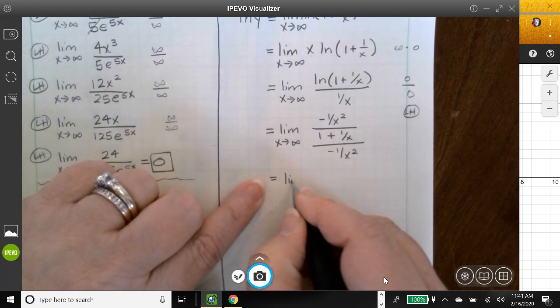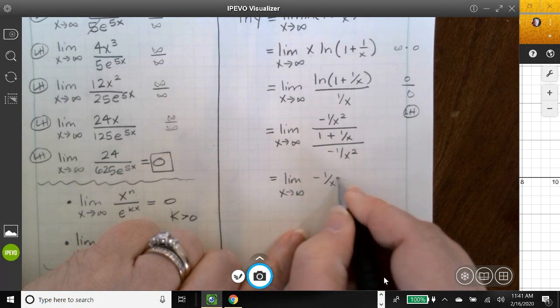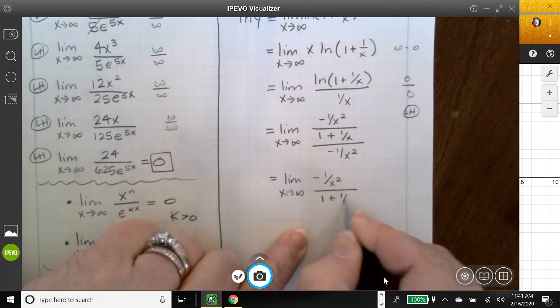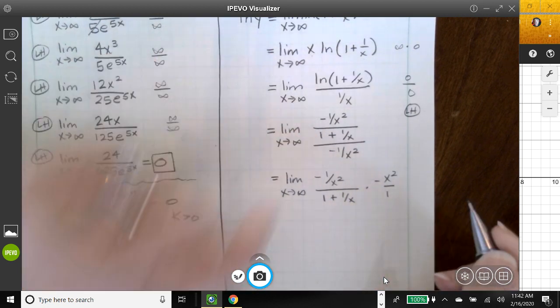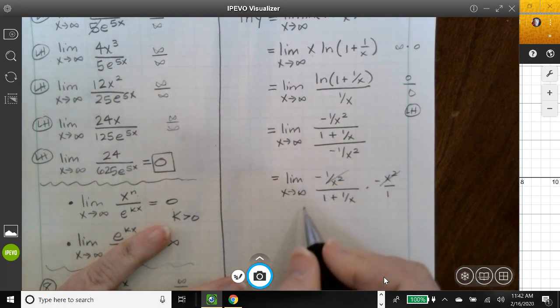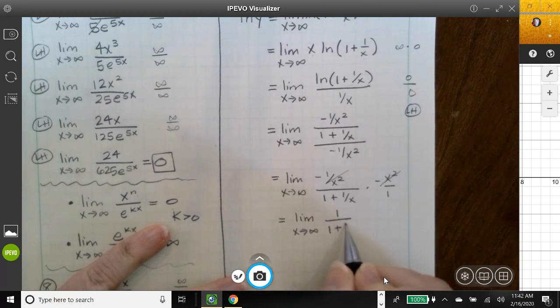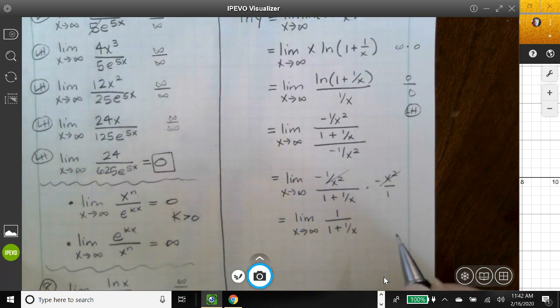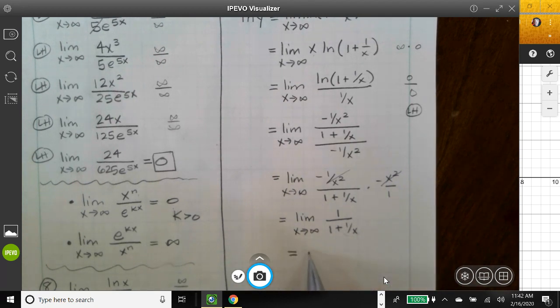That's going to equal the limit as x approaches infinity of negative 1 over x squared over 1 plus 1 over x times negative x squared over 1 if I flip the denominator. And what's really nice is these go away, and I'm left with the limit as x approaches infinity of 1 over 1 plus 1 over x. And as x gets really large, what happens to this 1 over x? Well, this 1 over x goes to 0, and I'm left with 1.